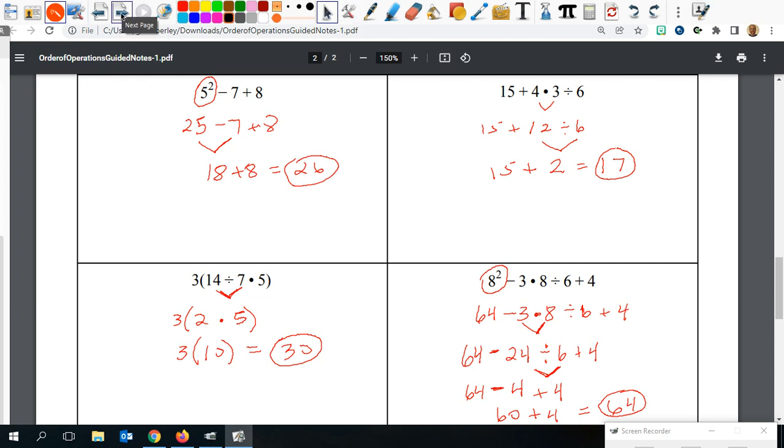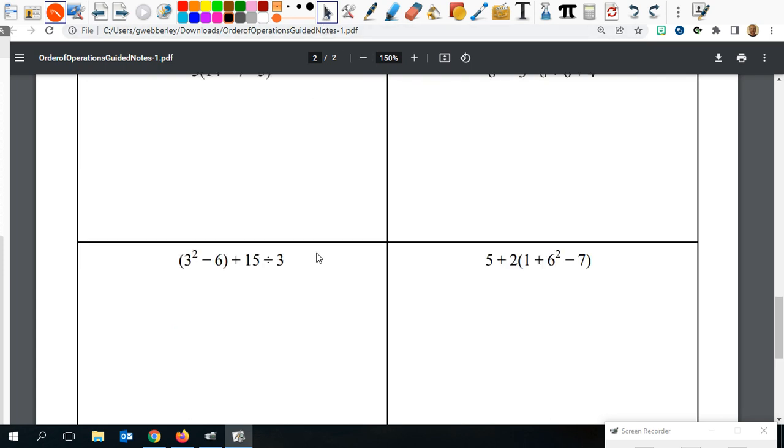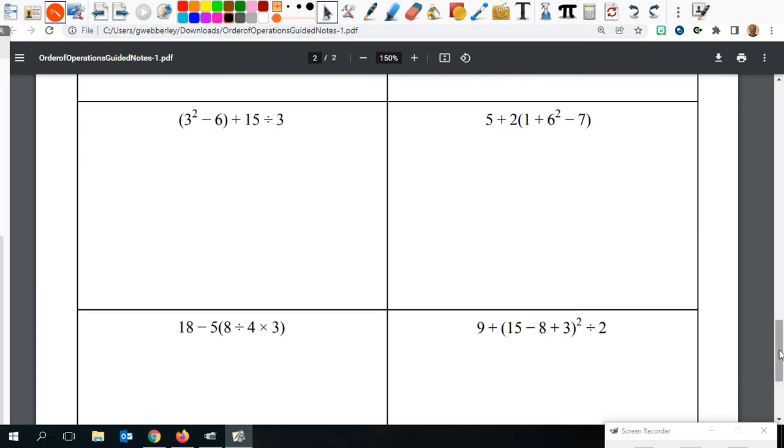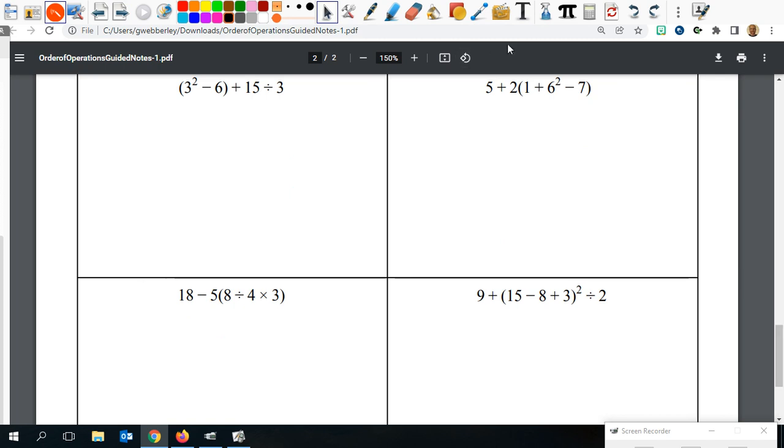All right, bottom 4. Okay, so we have a parenthesis. That's always first. Do an operation in a parenthesis. So in that parenthesis, what should we do first? The exponent. Turn off the music. Take your earphones off. Ears open. Ears free. So the exponent 3 squared, that's going to give us 9 first.